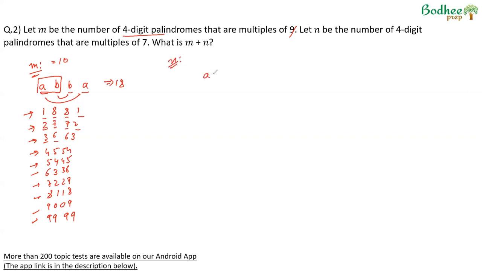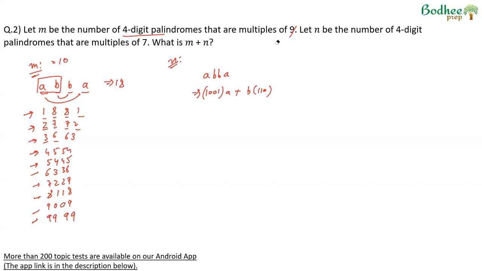Now if I look at A, B, B, A, this can be written as 1001 into A plus B into 110. So this will give me A00A. This will give me BB0, which will add to give me ABBA.